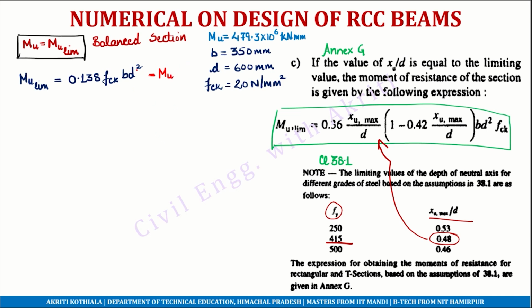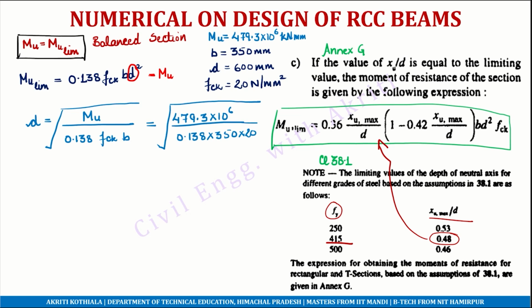So now substituting, we will check for the value of d. While substituting the values, we again have to keep in mind that all the units are similar. Like if this value is in millimeters, then this should also be in millimeters and so on. So this calculates to be equal to 704.4 mm. However, what value have we provided? We have assumed a value of effective depth equal to 600 mm. So this 600 mm is much less than the required value of 704 mm.